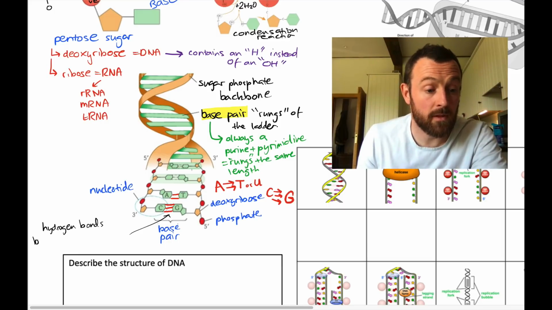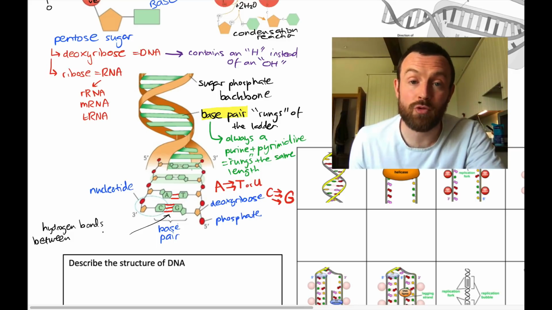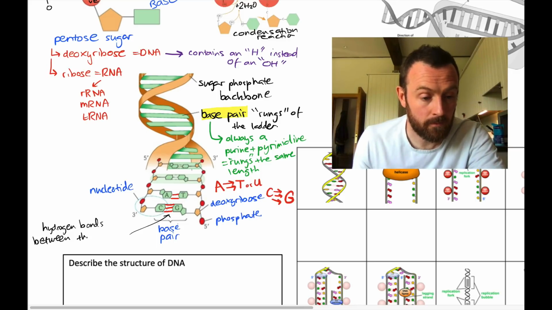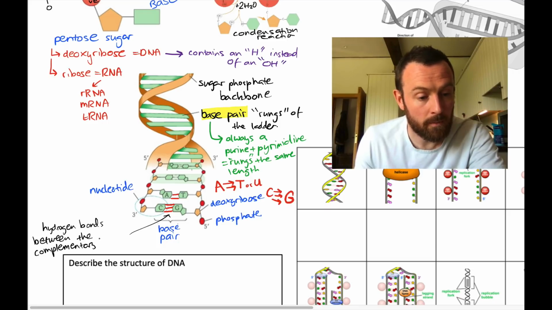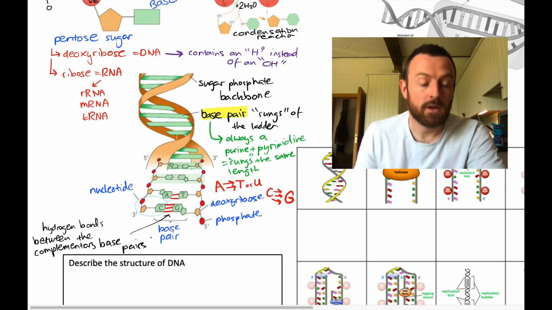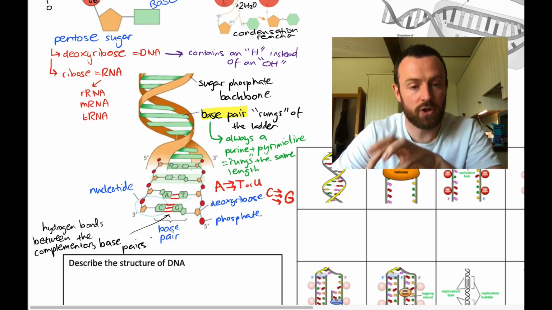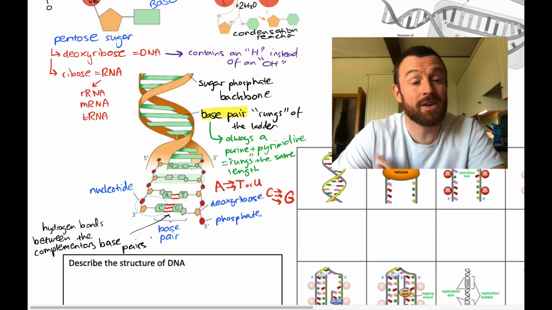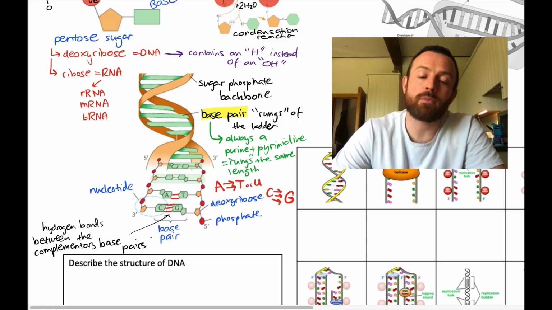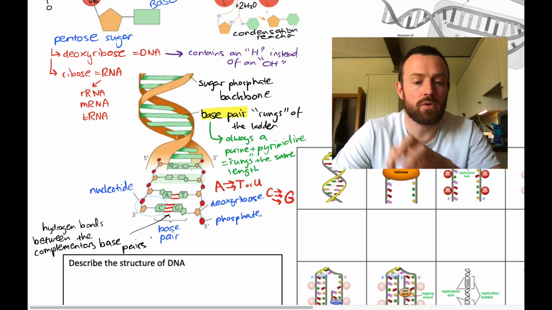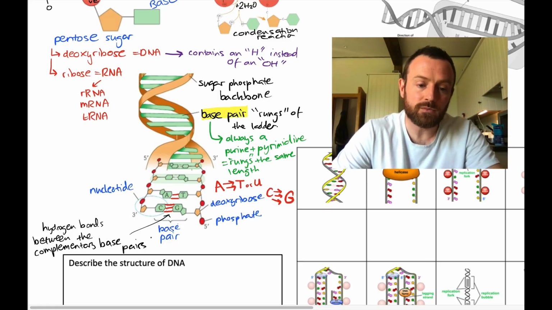Let's say that they are between what we call complementary base pairs. That's a keyword: complementary base pairs. And the rule is like that always. A always binds to T or U, and C always binds to G. Remember, in DNA it's A to T; uracil is just for RNA.